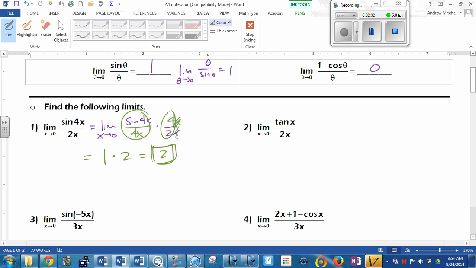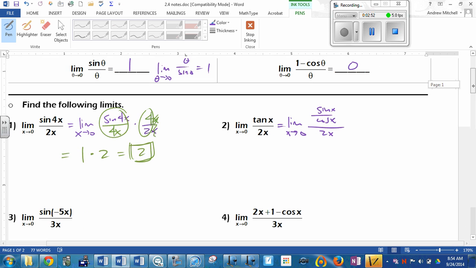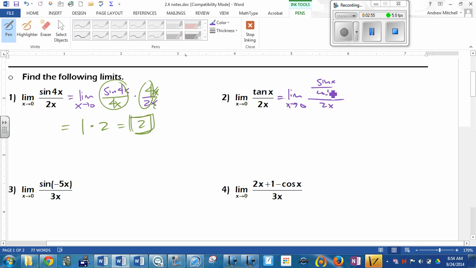All right, number 2, a little bit different. We have a tangent in there, so we want to rewrite this so that we're dealing with sines and cosines instead of tangents. And tangent is the same as sine of x over cosine of x, and that's all over 2x. We want to go ahead and split things up, but first let's get rid of the fraction in a fraction. We can write this as the limit as x approaches 0 of sine of x over cosine of x times 1 over 2x. Right? Instead of dividing by 2x, we can multiply by its reciprocal.